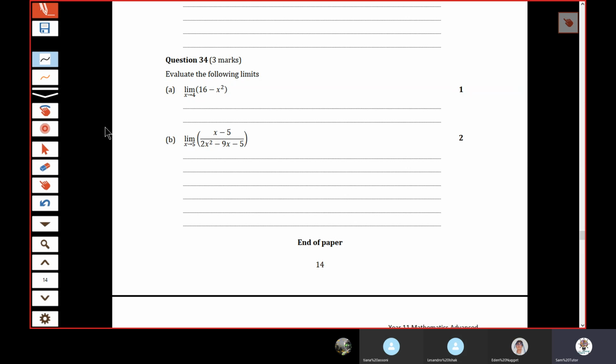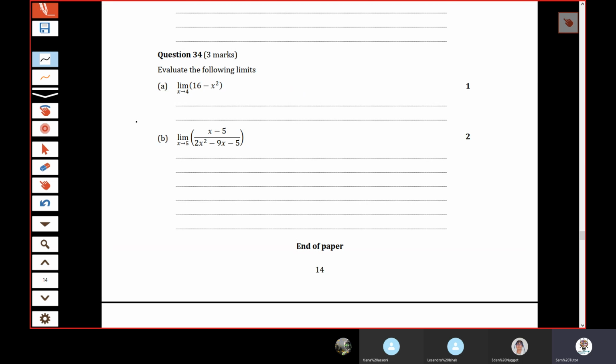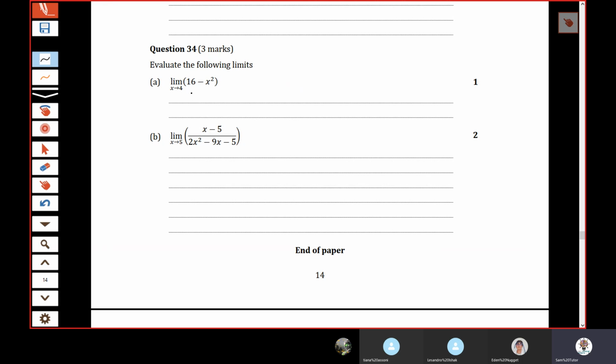All right. Evaluate the following limits. Again, the first one seems pretty straightforward. There's no issues. So just sub in 4. If I sub in 4, the answer is just going to give me 0.